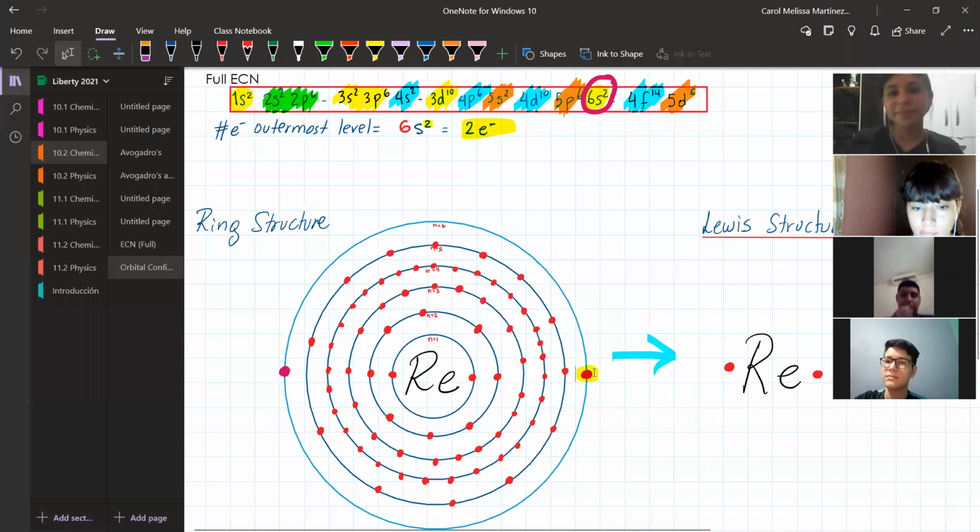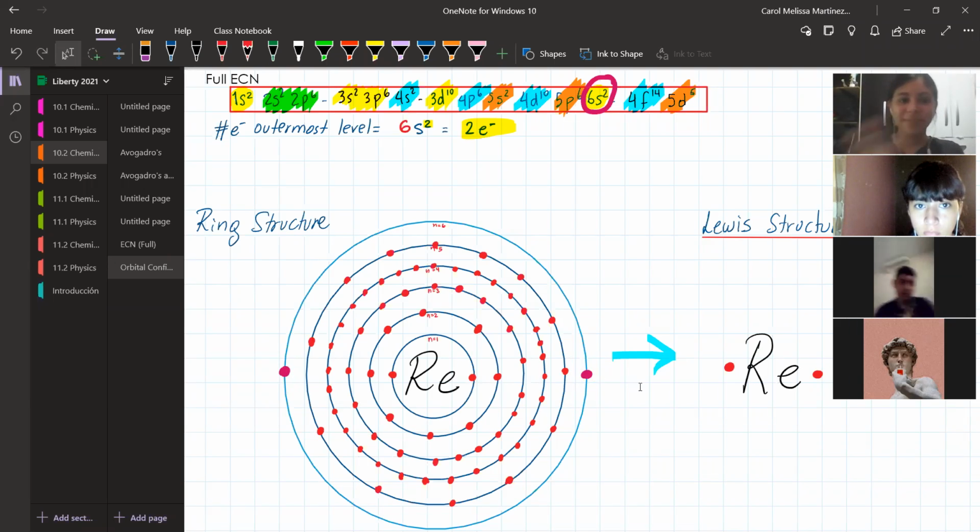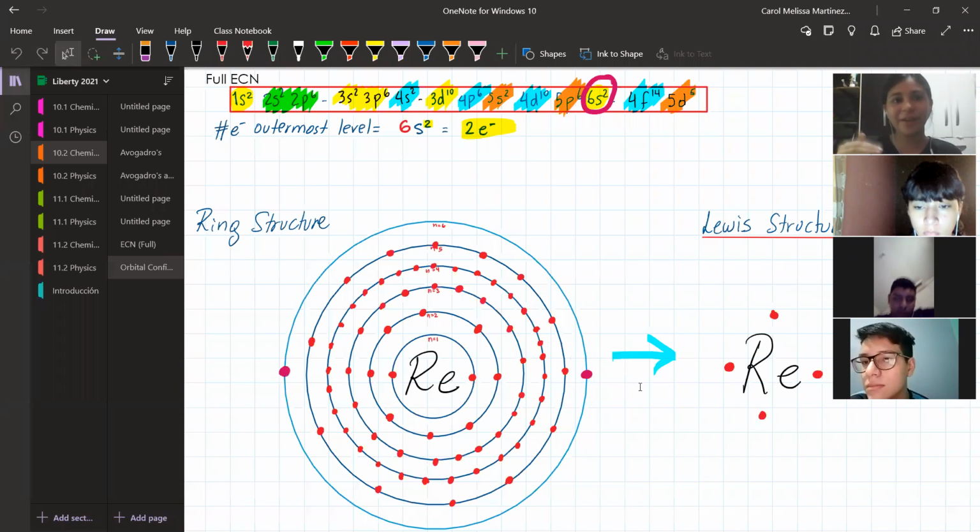So if we have 4 in the last circle, one point will be up and the other down. Exactly. And you can have up to 8 electrons. That's the most. 8 electrons should look like that at the most. Okay, that's the most. If you have more than 8, it means that there is a mistake.